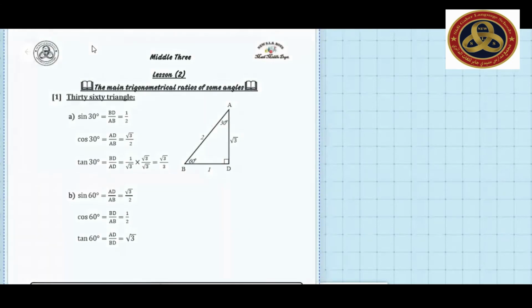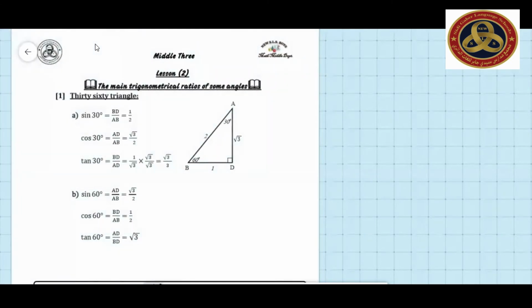First, we studied before in middle 2 the triangle which is called the 30 and 60 triangle. Do you remember? I will remind you. This is the triangle. This triangle is called ADB, with a right angle at D, as we have it in your book. And the measure of angle A is 30 and the measure of angle B is 60.